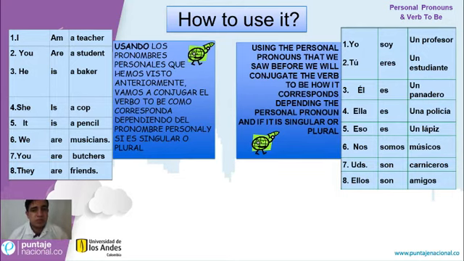In the simple present, we will use I am a teacher. Yo soy profesor. You are a student. Tú eres un estudiante. He is a baker. Él es un panadero. She is a cop. Ella es una policía. It is a pencil. Eso es un lápiz. We are musicians. Nosotros somos músicos. You are butchers. Ustedes son carniceros. And they are friends.